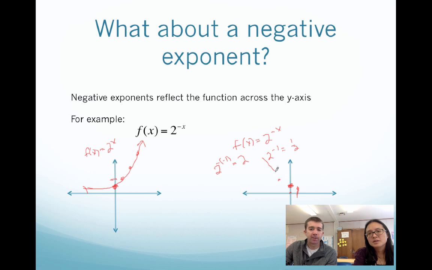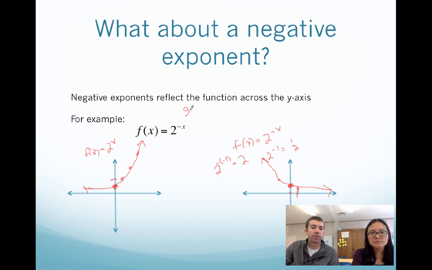So what's happened here is it reflected, not across the x-axis, but across the y-axis. Exactly. So the negative in front of the x reflects it. Basically it took all your positive x values and made them negative and vice versa.